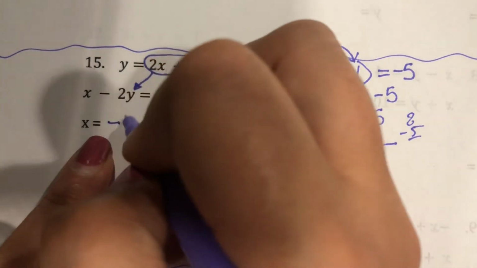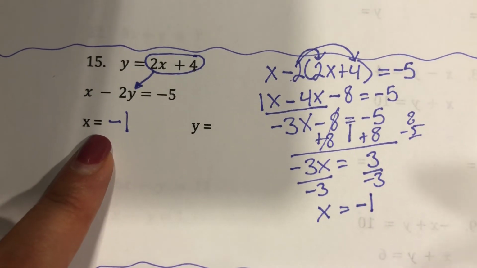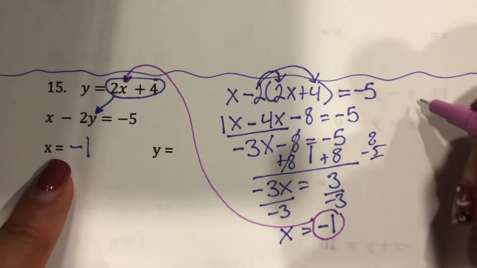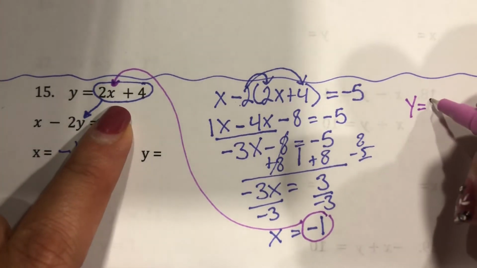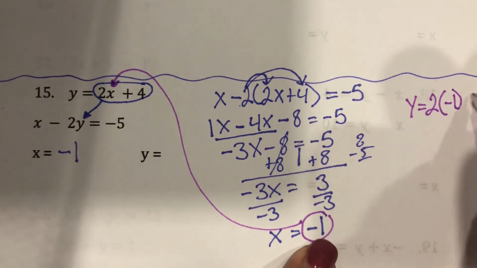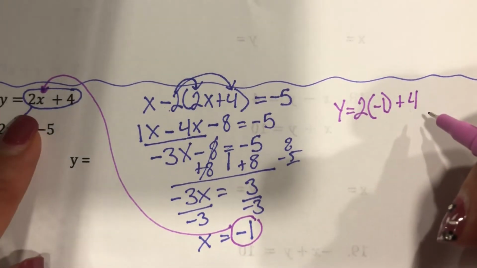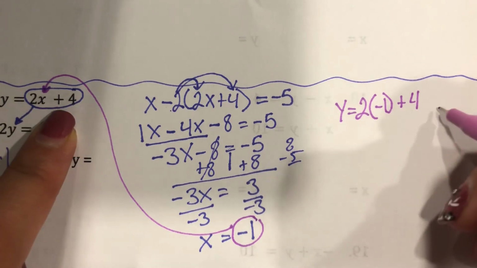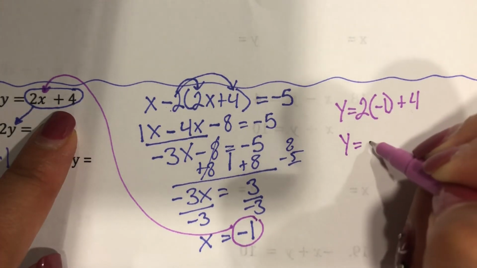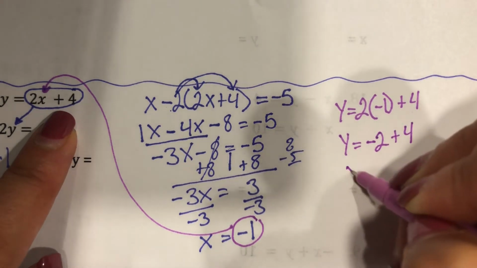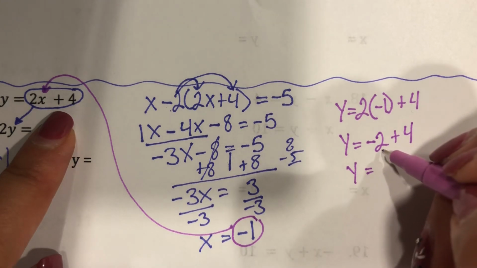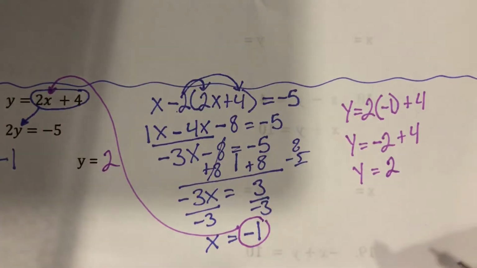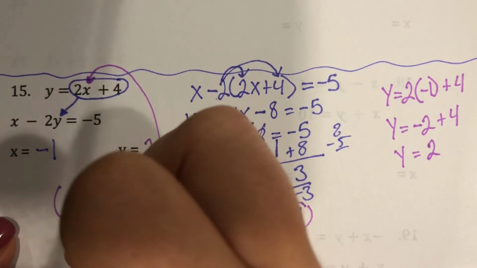So now I'm going to go to that x and plug in a negative 1. We're going to take this negative 1 and plug it into my x. So I get y equals 2 times that negative 1 plus 4. Again, instead of that x, we're going to plug in that negative 1. So y equals 2 times negative 1, which is a negative 2, plus 4. So y equals, I owe you $2, I give you 4, you give me 2 back. So y is 2, and my point of intersection is negative 1 and 2.